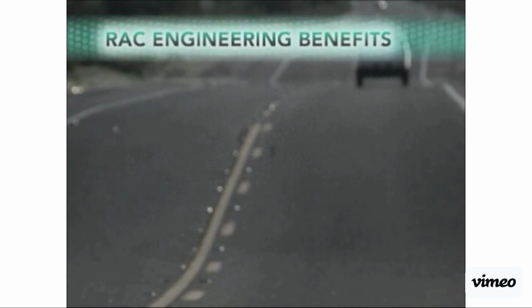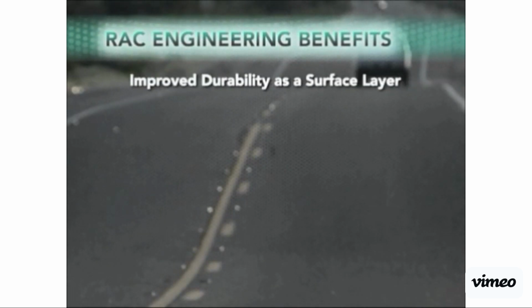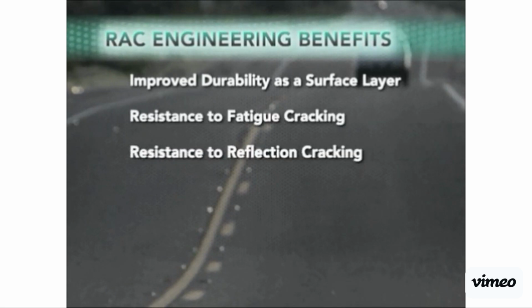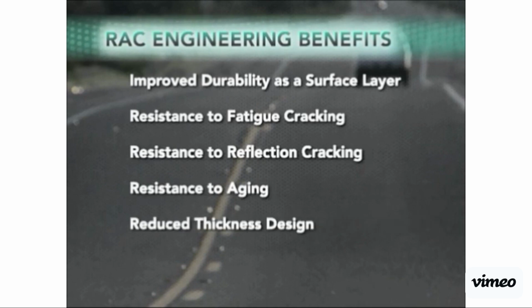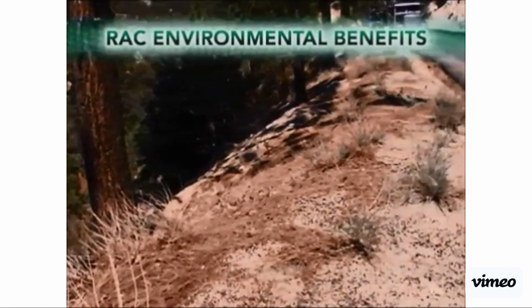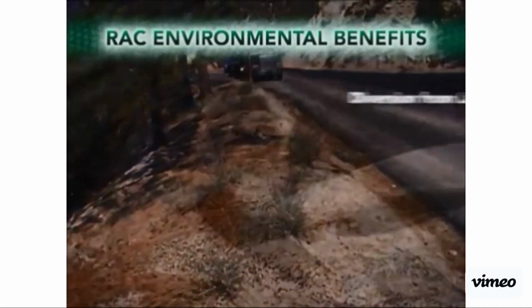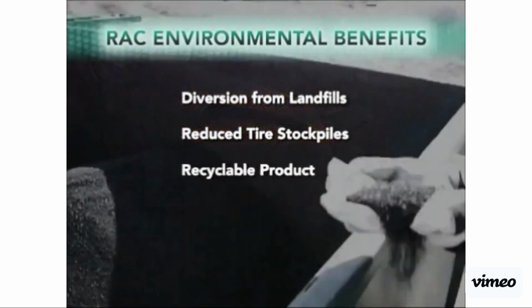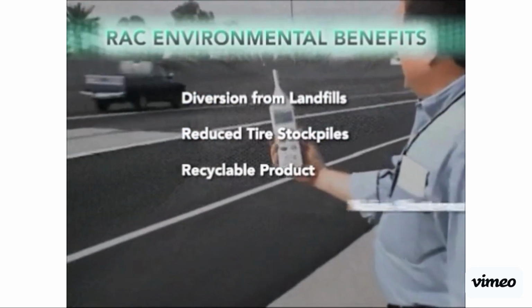Asphalt rubber provides the following engineering benefits: improved durability as a surface layer, resistance to fatigue cracking, resistance to reflective cracking, resistance to aging, reduced thickness design, and lower life cycle costs. Asphalt rubber provides the following environmental benefits: diversion from landfills, reduced tire stockpiles, recyclable product, and noise abatement.